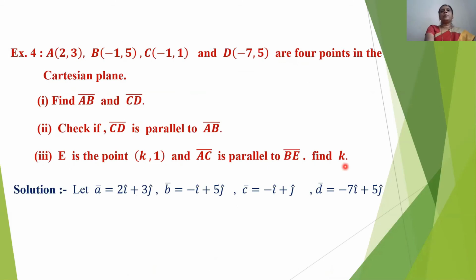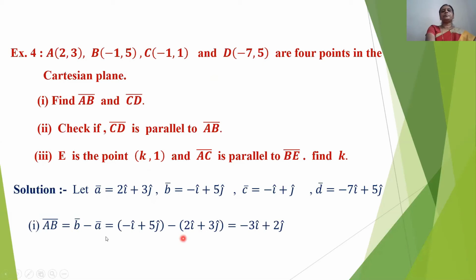Okay. Now here points A, B, C, D are given. Let A bar, B bar, C bar and D bar be the position vectors of given points. Therefore, A bar will be 2i plus 3j, B bar will be minus i plus 5j, C bar will be minus i plus j, and D bar will be minus 7i plus 5j. Then we will find AB. This AB bar means B bar minus A bar. Keep the values of B bar, A bar. Simplify this. Minus i minus 2i means this is minus 3i. 5j minus 3j will be plus 2j. Means AB bar will be minus 3i plus 2j.